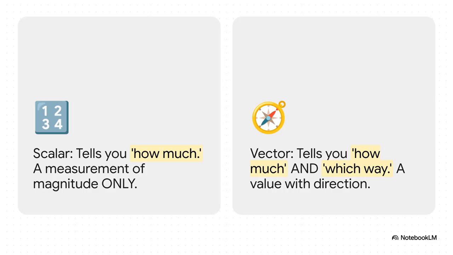And you know what? The difference is actually super simple. A scalar just gives you a magnitude. That's it, just a number. It tells you how much. But a vector gives you both the magnitude and a direction. It tells you how much and, crucially, which way.